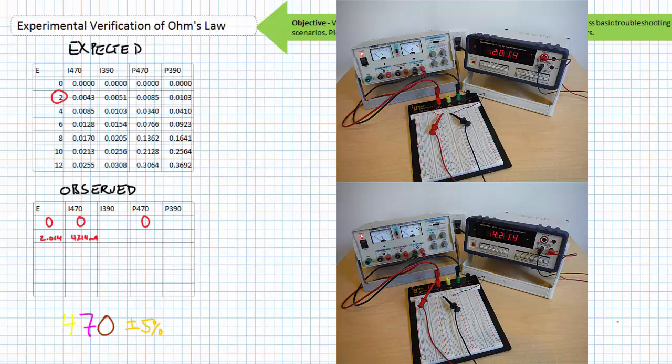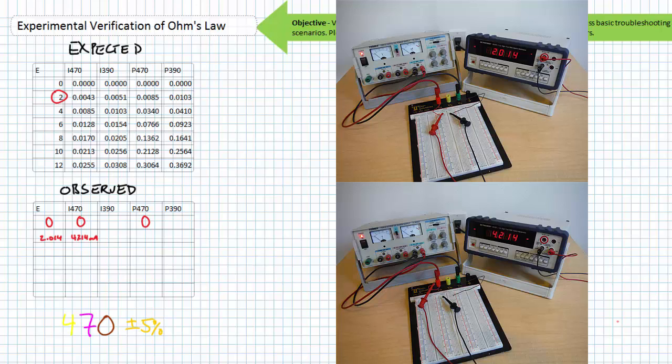Notice my leads are in a place different on the DMM when I'm using it in ammeter mode, and the ammeter is inserted in series with the resistor. Every time I switch between voltmeter mode and ammeter mode, I'm using the function, leads, range, and placement checklist.